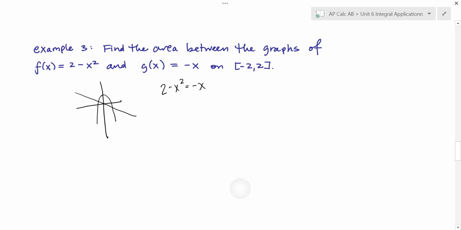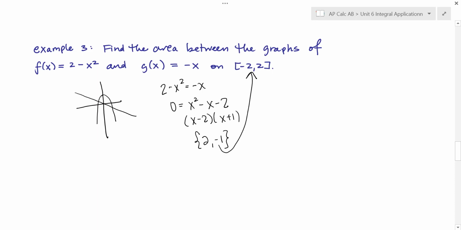Remember, we're always moving everything in order to factor. So 0 equals x squared minus x minus 2. My solutions are 2 and negative 1. I see that negative 1 falls within the interval, so there's an intersection that falls between that. That means that this is going to be split up into 2 separate integrals.